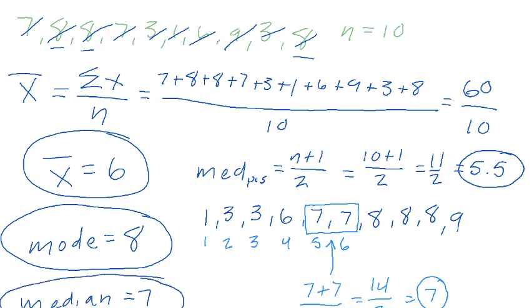So we have 3 measures of central tendency for this data set. We have the mean, the median, and the mode, and they are all different. They're all expressing the center of this data set in a different way. Researchers have to determine which of these is the most adequate for their data.